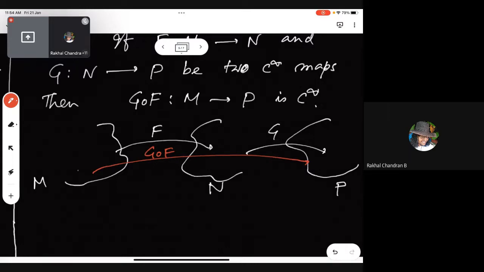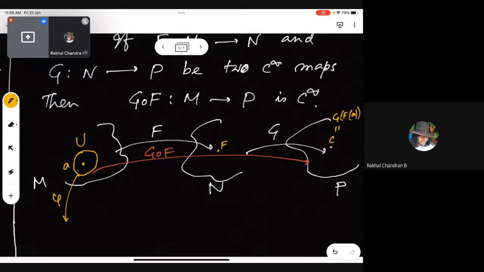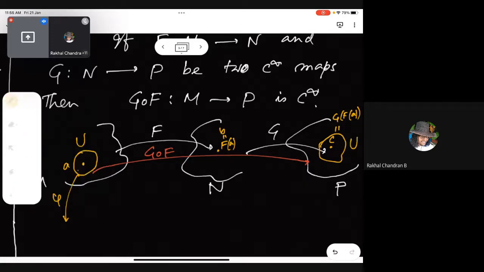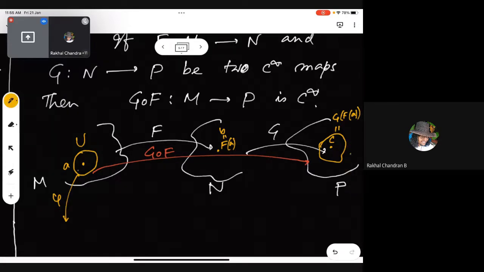Now, what do you mean by smoothness of G compose F? You fix a point here, let's say this is A. Around this point you have a chart U, and this is phi. Call this C, which is G of F of A. And let's call F of A equal to B. Now around this point C there is another chart, let's call it W.